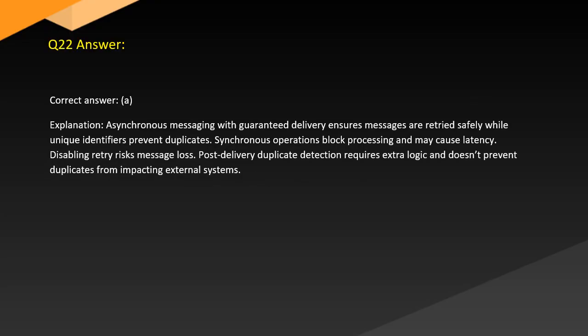Answer. Correct answer: A. Explanation. Asynchronous messaging with guaranteed delivery ensures messages are retried safely while unique identifiers prevent duplicates. Synchronous operations block processing and may cause latency. Disabling retry risks message loss. Post-delivery duplicate detection requires extra logic and doesn't prevent duplicates from impacting external systems.